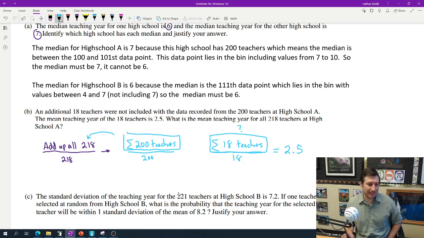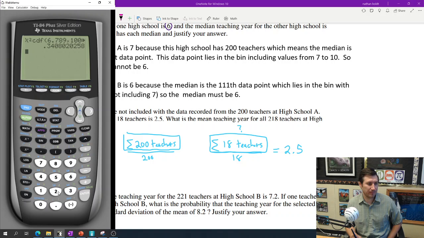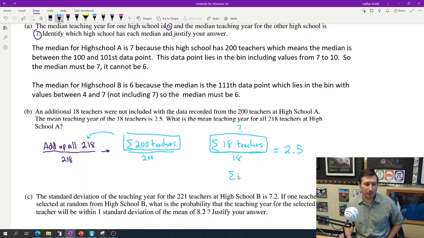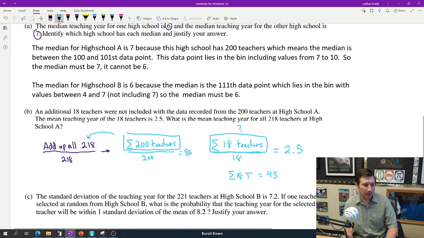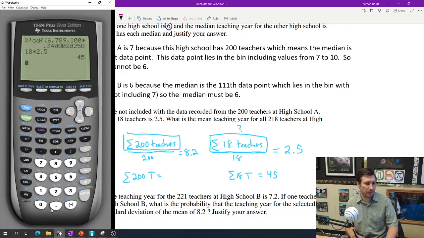Well, I don't know what this box actually is, so I'm going to solve for it. I'm going to multiply 18 to both sides. And that sum is 45. So the sum of all 18 teachers is equal to 45. I'm going to do the same thing for the 200 teachers, because we know that average, they told us that. Wasn't it 8.2? I forget now. Yeah, 8.2. There it is. I'm going to multiply to find the sum of all 200 teachers. So 200 times 8.2 is 1640.